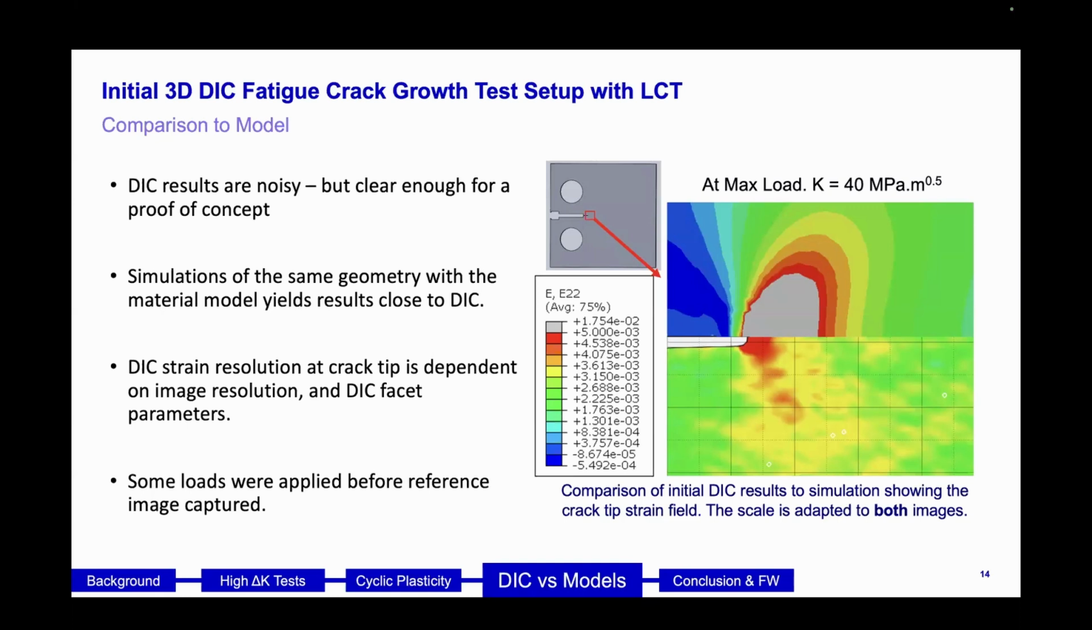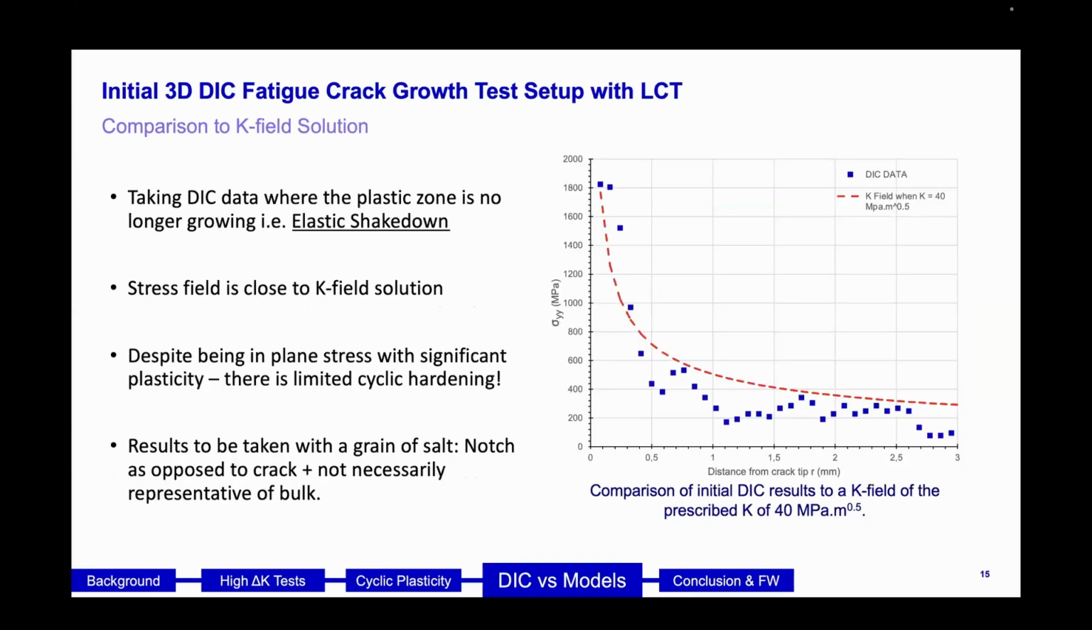But the idea really is to ensure that our model can predict this accurately at the surface, so that we can then gain insight in the through thickness, in the bulk of the material, and really see what's happening in plane strain.